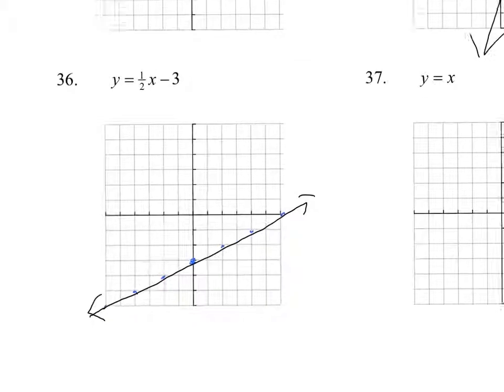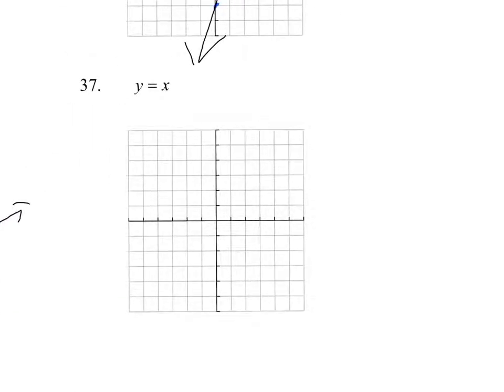Alright, on to number 37. y equals x. Now this line is just so simple that it might be confusing. Another way that you could write this out is y equals 1x, and then I don't see a y-intercept. Well, that means it's 0. So for this line, you're actually going to start at the origin at 0, and your slope is 1, as in 1 over 1. It's positive.